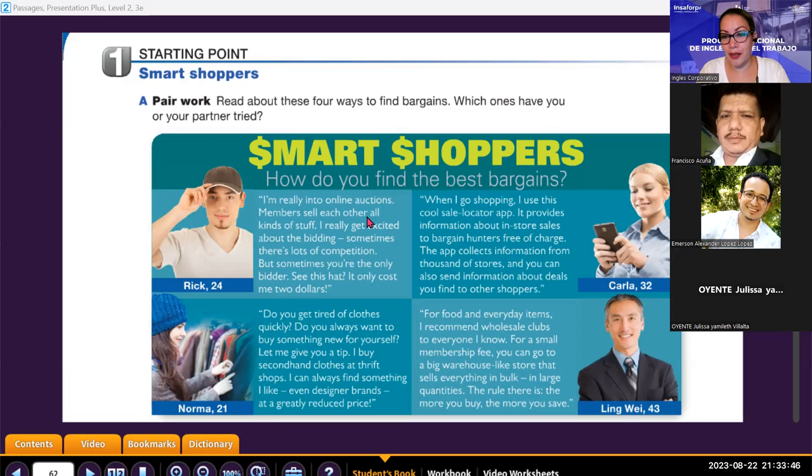Now, the last part of this reading, Ling Wei. Let's see, Ling Wei, 43 years old. Volunteer to read about Ling. Me, teacher. Thank you, Emerson. For food and everyday items, I recommend wholesale clubs to everyone I know. For a small membership fee, you can go to a big warehouse-like store that sells everything in bulk, in large quantities. The rule there is the more you buy, the more you save. Okay, great. Thank you so much.